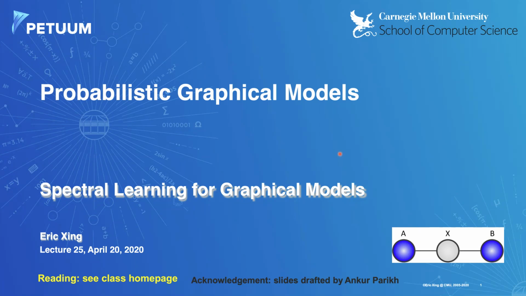So I will give a very brief introduction to some parallelization techniques used in some optimization algorithms and the MCMC algorithms to facilitate the fast training of our models. Okay, so let's first start with spectral learning for graphical models.